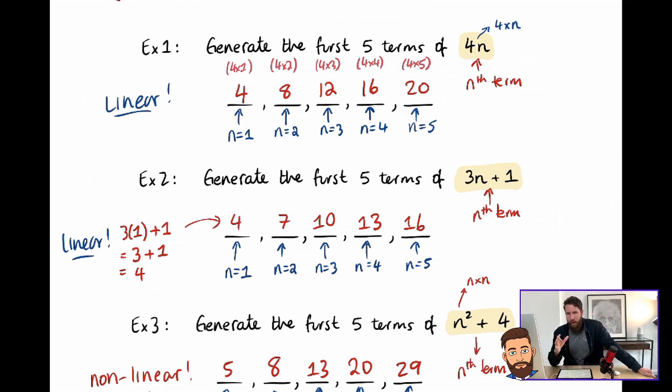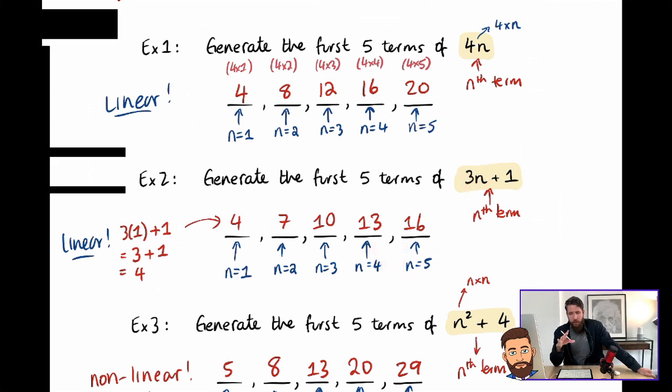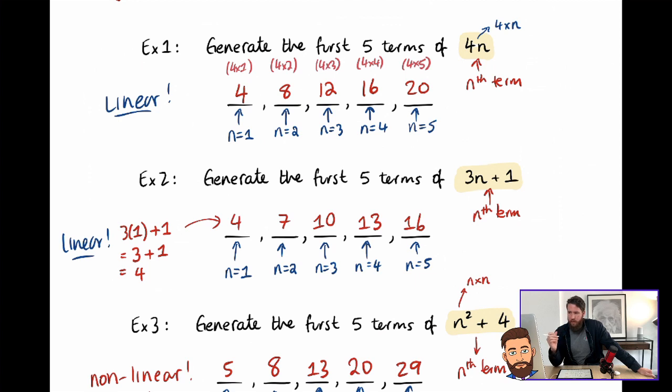So that little pattern that we're starting to see, where what it goes up by is what is in front of the n. Going up by 4 is in front of the n. Going up by 3 is in front of the n. That pattern only refers to linear sequences. It doesn't refer to example 3 because it is a non-linear sequence. It's going up by a different amount. And we're going to link all this in later in the lesson.